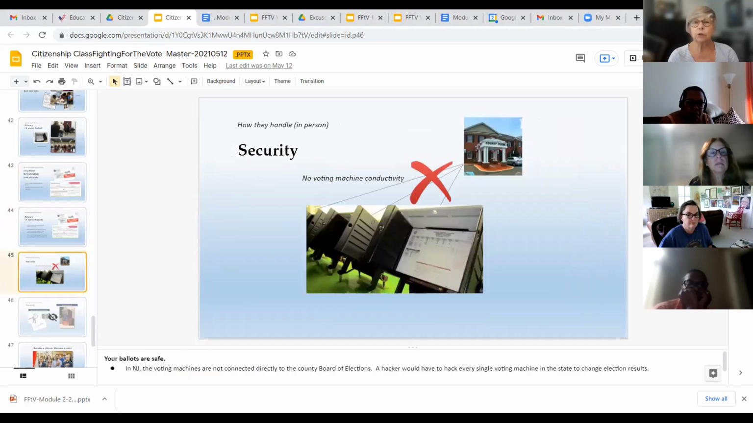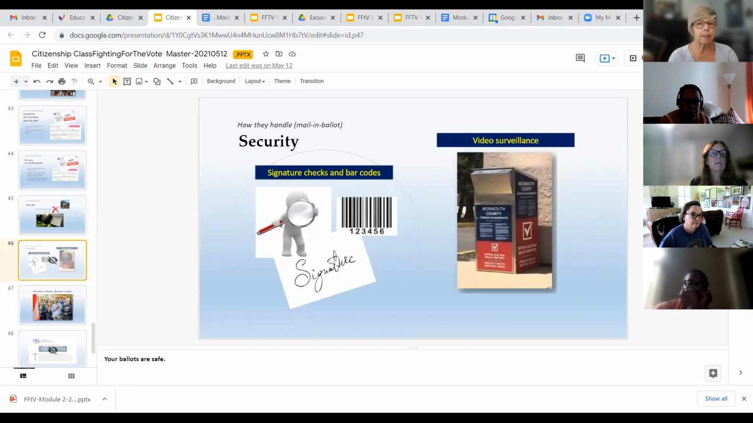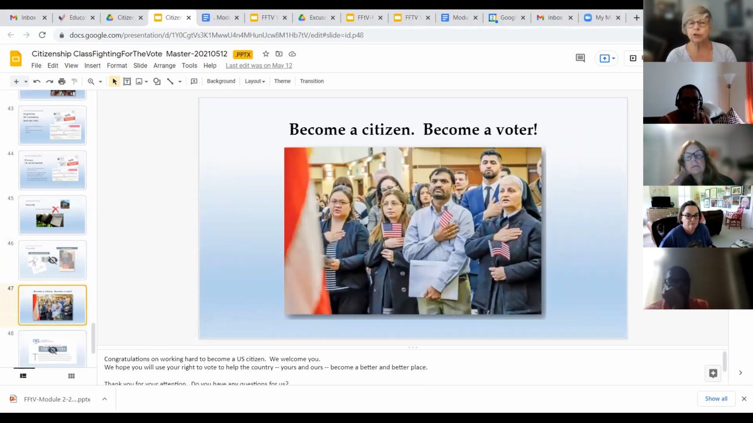And then the fact that in New Jersey, and this is not true in every state, but in New Jersey, there's absolutely no connectivity between an individual voting machine and the county. So if anybody tried to hack the machines, they would have to hack every single individual voting machine in the state. And then we talk about the drop boxes too. So that's pretty much, that's available to schools if they don't have the opportunity to provide the voting simulation. At least kids will know what the process is.